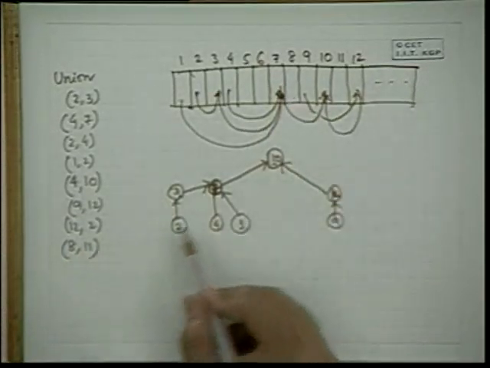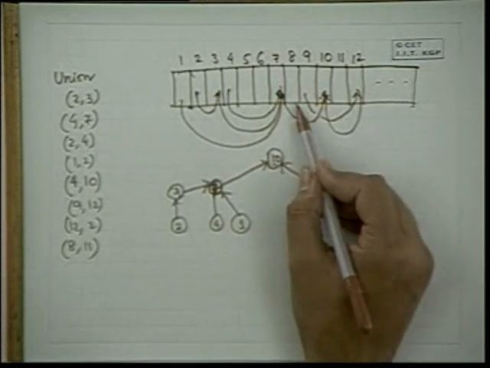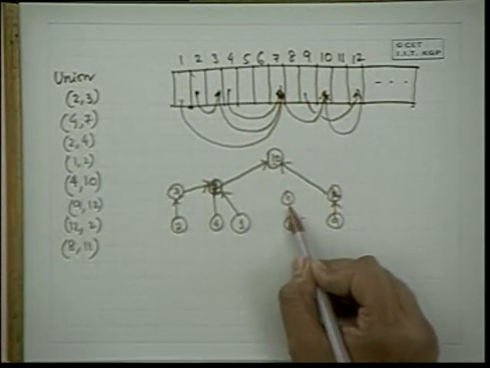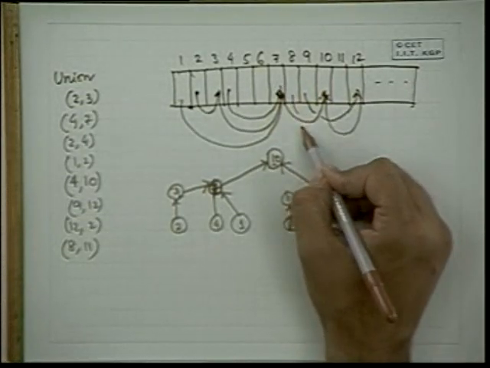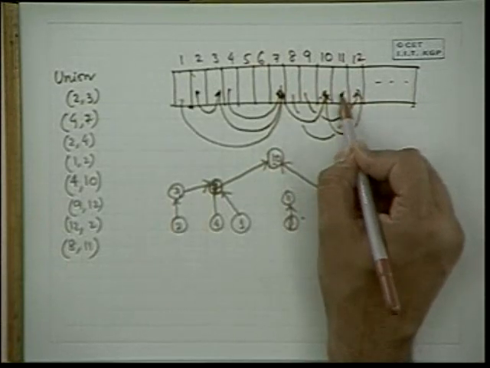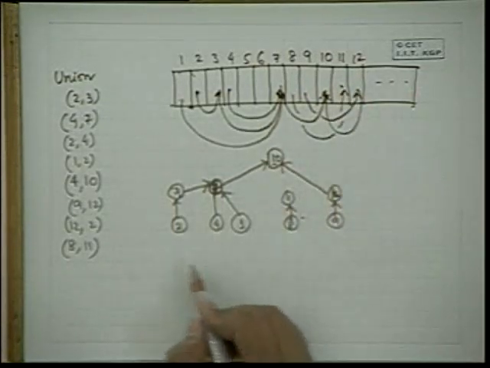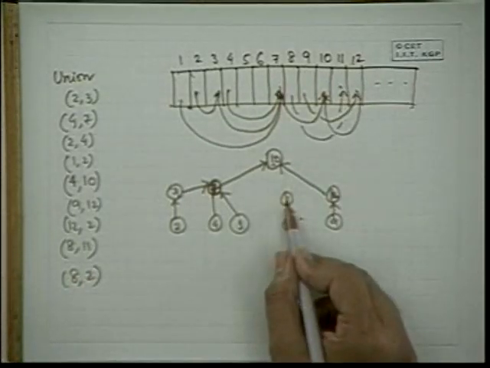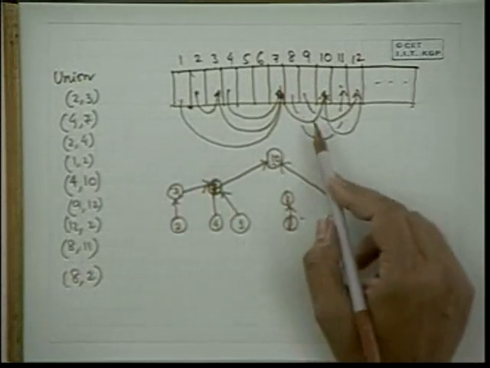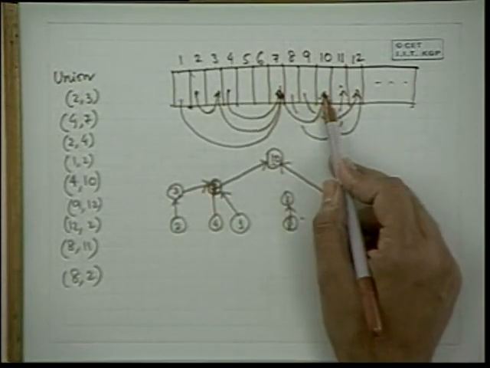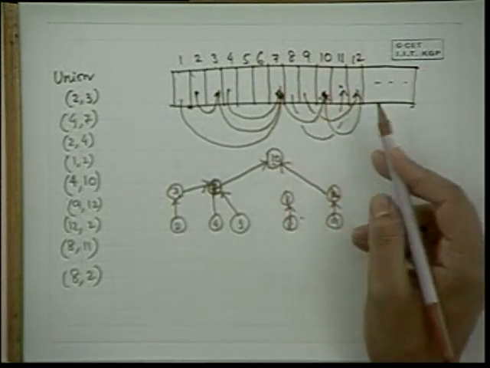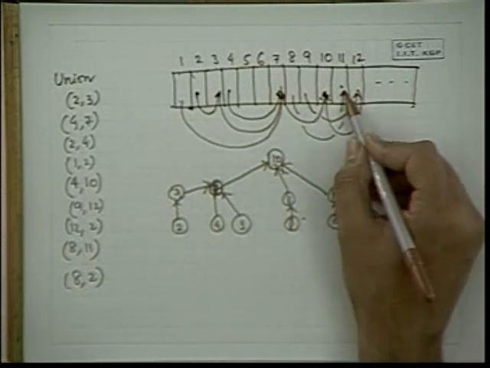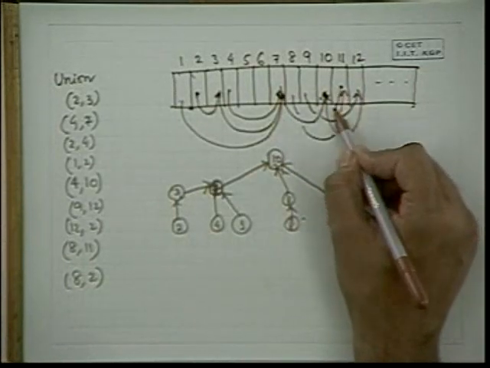8 is by itself, 11 is also by itself. So probably we will put 8 and 11, 8 and say 11. So 8 will go and it will be made to point to 11. Now suppose comes 8, 2. Now 8's root is 11. 2, we will traverse all the way and we will see 10 is the root. So basically we are saying 11 and 10 have to be joined. So we will make 11 point to 10. So 11 will now point to 10.